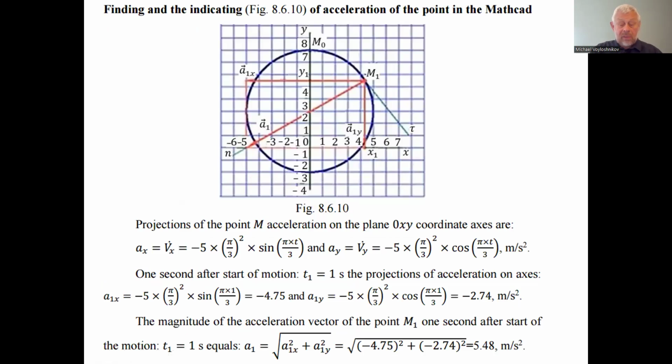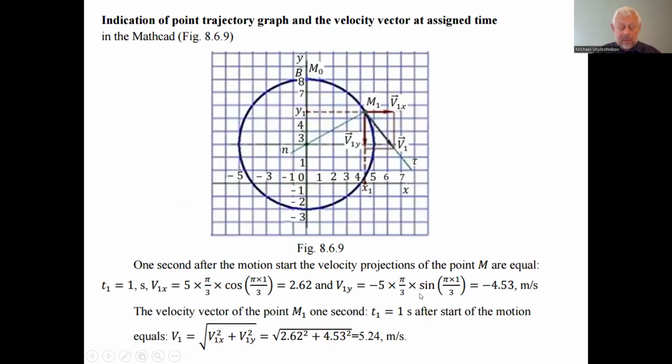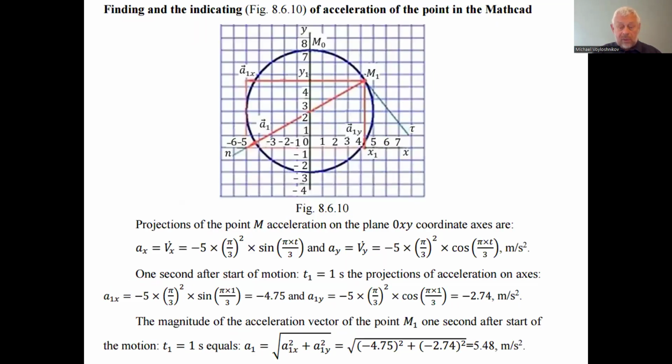And the projections of the acceleration are the second derivative of the originally assigned coordinate law of the motion, or the first derivative of the velocity got previously. These are the dependencies for the velocity got here. The acceleration components on the axis projections are got by differentiation of the velocity dependence. 1 second after the start of the motion, we can substitute t equal to 1, and we can find the components of the acceleration: minus 4.75.